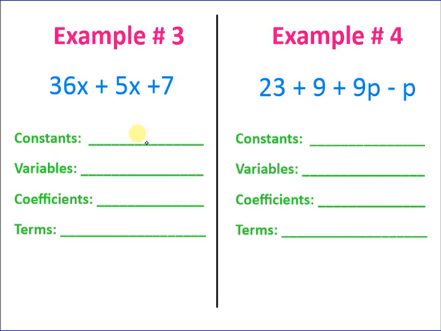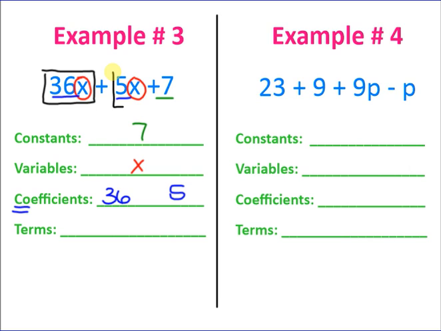Okay, so what are my constants? 7. What are my variables? Okay, so I have x. What are my coefficients? Remember, co means together. So what's together with the variable? I have 36. And I have 5. And then what are my terms? So let me box them off. So I have 36x, 5x, and 7.